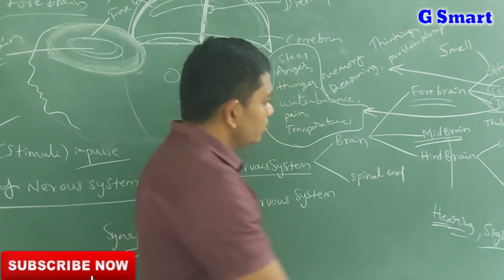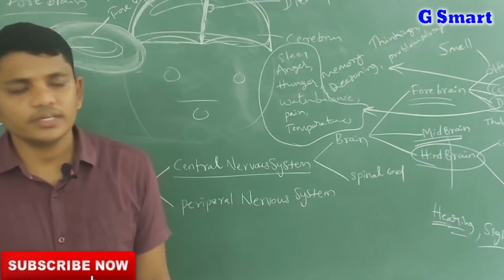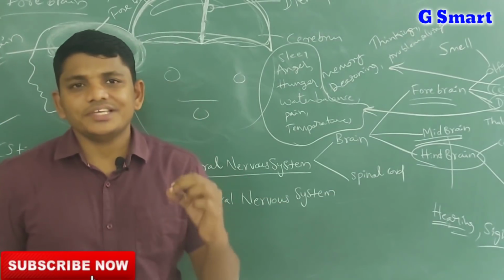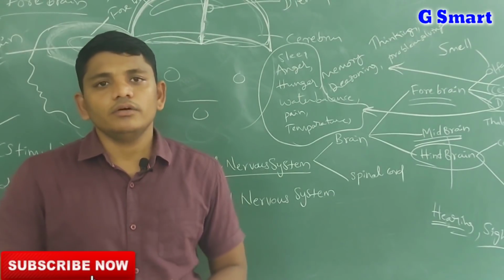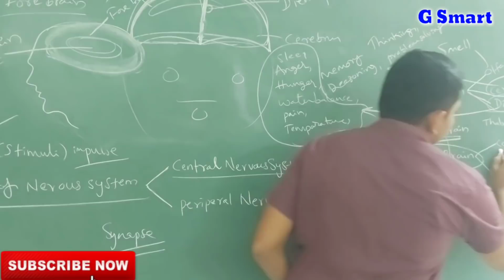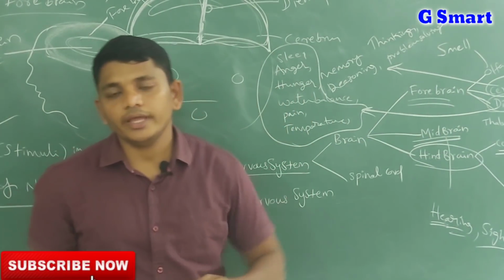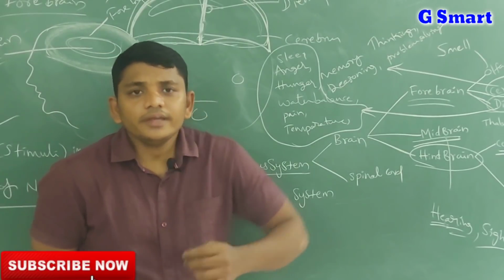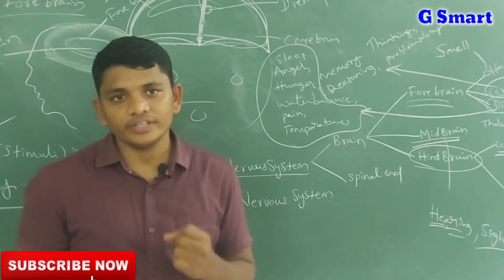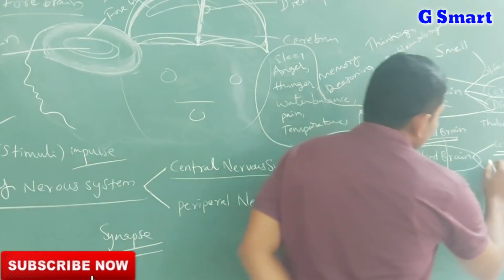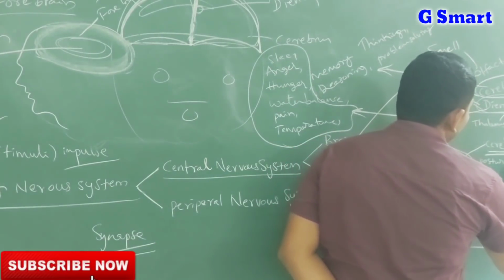And also the third one, hindbrain. In the hindbrain we can see two important parts: cerebellum, and the second one is medulla oblongata. Okay. So here the cerebellum is a very important part in our nervous system again. Why? Because it is responsible for two important things, that is called posture and equilibrium.